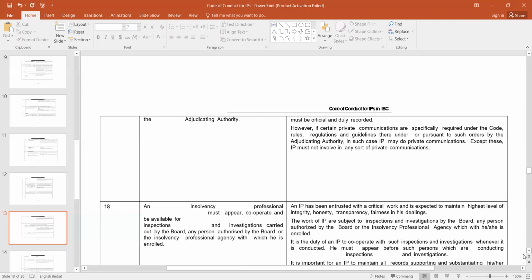Sir, with a stakeholder committee we can do it, or with any one stakeholder, but we have to maintain a record for the same. Also, wherever permitted by the code, you can do it.